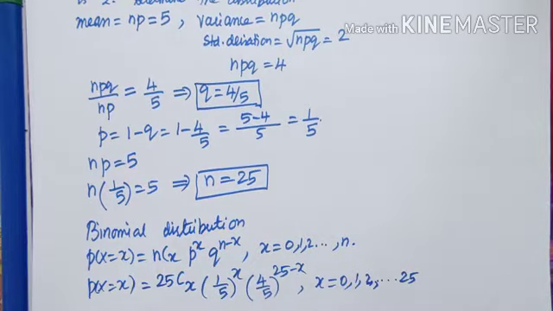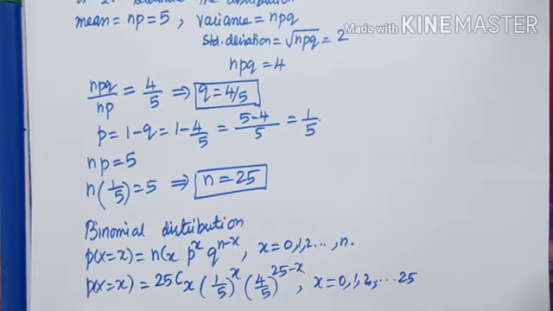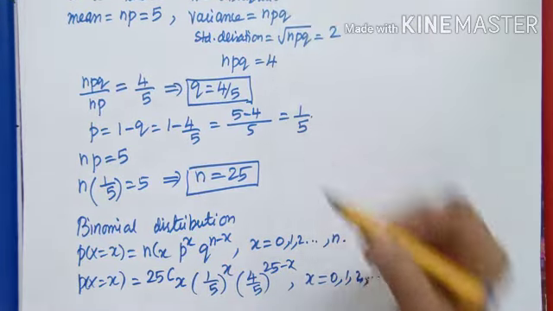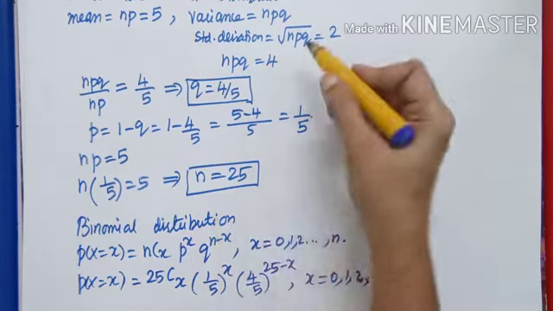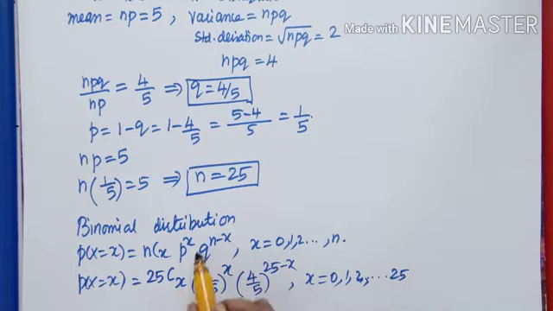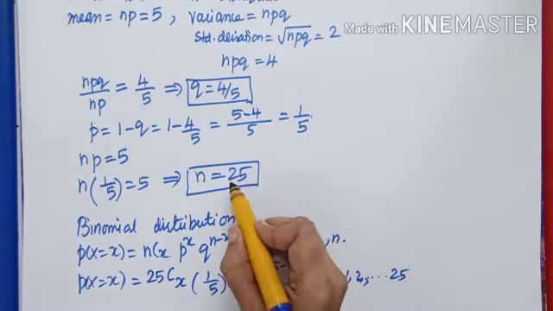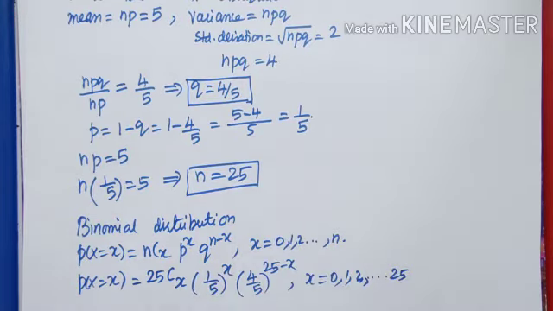So this is a question where we are identifying the distribution, not P of x all that. Generalizing the distribution, just substitute n, p, q in the formula. Leave x as it is and declare x is from 0 to n value. Here n is 25, so put 25.